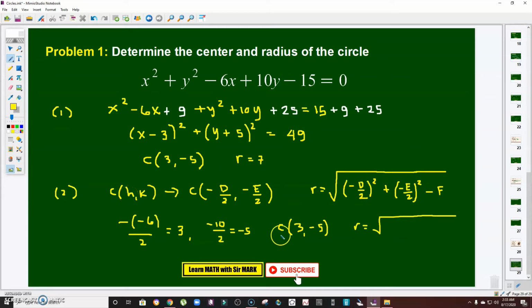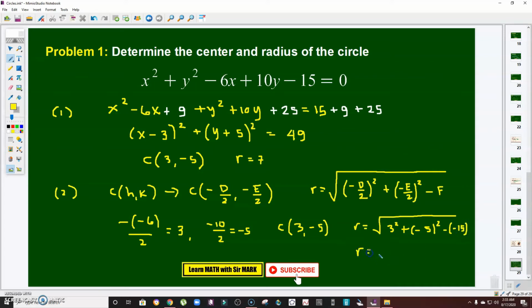Okay, and our h is 3. See that? Okay, so therefore, this is just 3 squared, plus negative e over 2. Yung negative e over 2 natin corresponds to k. So therefore, k, which is negative 5, square ko lang yan, that will be negative 5 squared, minus my f is negative 15. See that? So there you go.